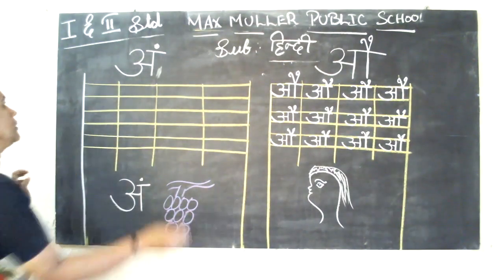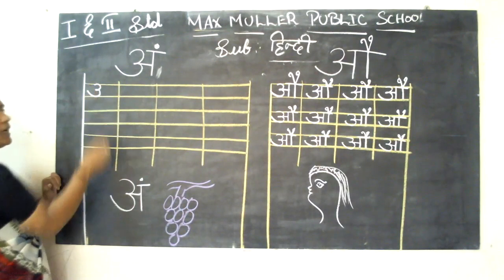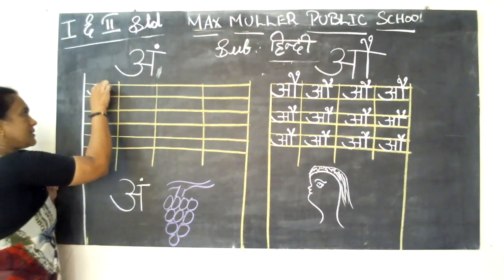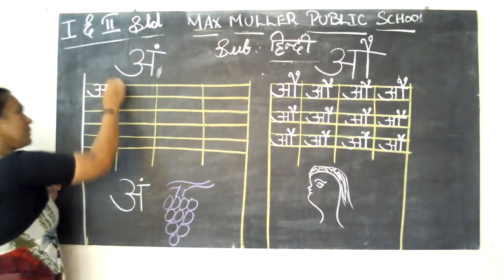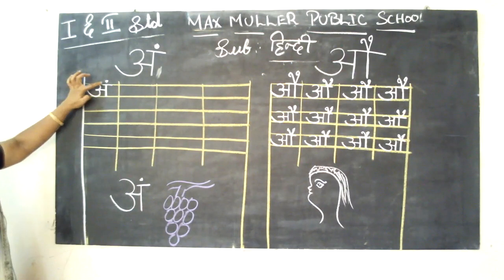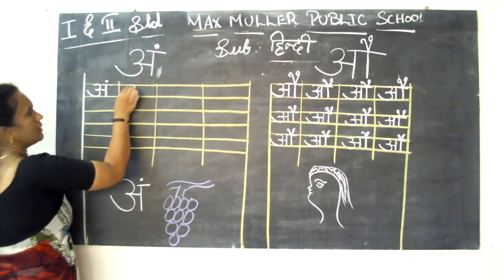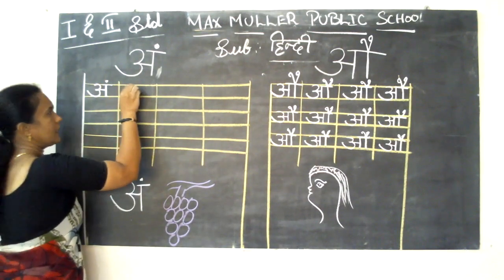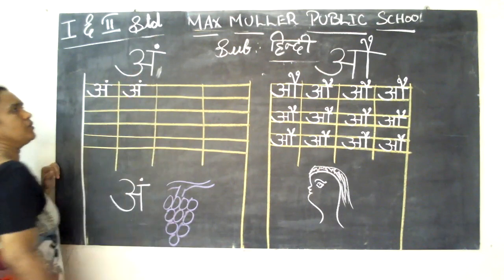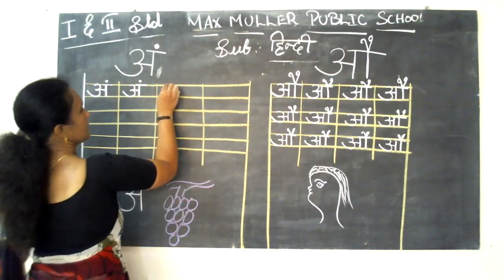Say angur. See here how to write. Touch both the lines and write a curve like this, then sleeping line, then standing line, then again sleeping line, and keep a dot above that. You have to keep the dot above this line, in the middle like this. Sleeping line, standing line, again sleeping line, and keep the dot. Say angur, grapes, like this.